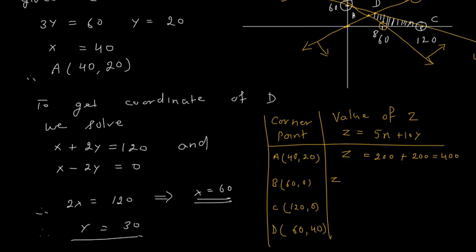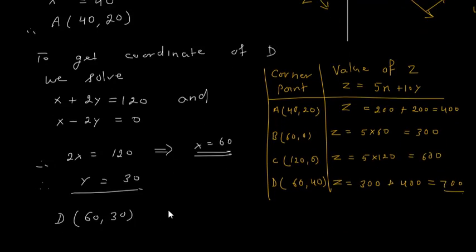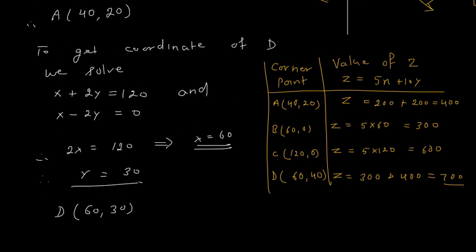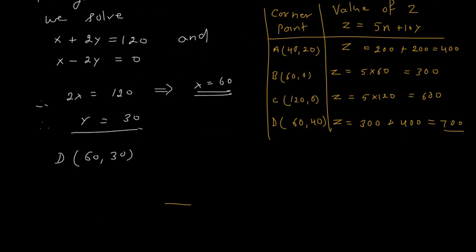Here the value of z is 5 into 60 is equals to 300. Here we have z is equals to 5 into 120 is equals to 600 and here we have z is equals to 5 into 60, so 6 5s are 30, that is 300 plus 10 into 40, so this is 400 is equals to 700. Now I have to find minimum and maximum value both. So here the minimum value which I am getting, what is happening?